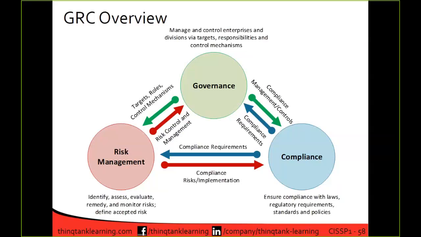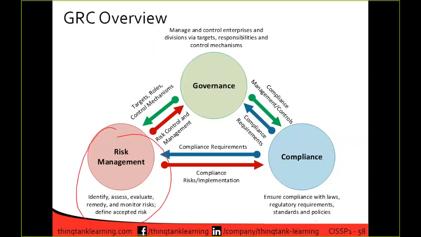Okay? So governance, as I said, that's going to manage and control our enterprise, the responsibilities, the control mechanisms that we have in place. Compliance is going to ensure the compliance with laws, regulatory requirements, standards, and policies.